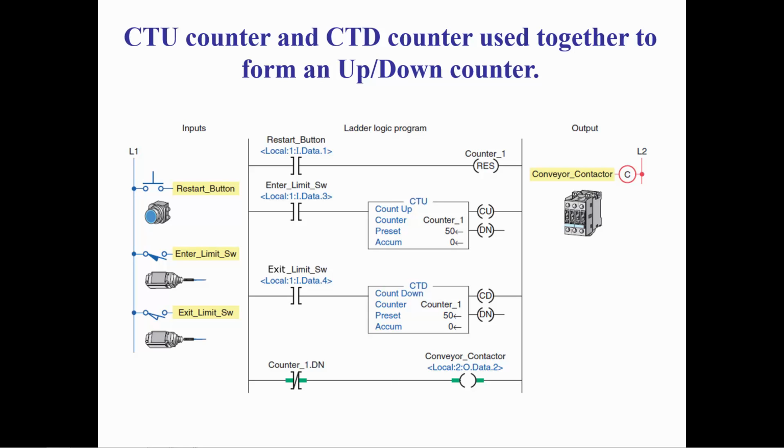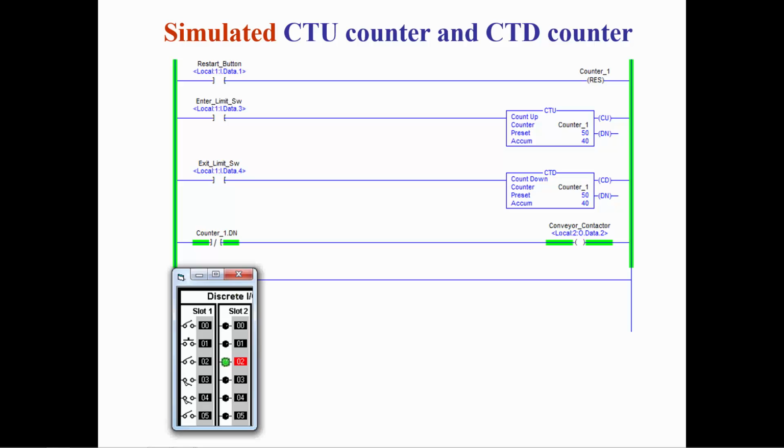The enter limit switch will cause the accumulated value to increase by 1, and the exit limit switch will cause the accumulated value to be decreased by 1. When 50 more items have entered than have exited, the done bit will become true, turning off the conveyor contactor. At this point, 40 more items have entered than have exited.